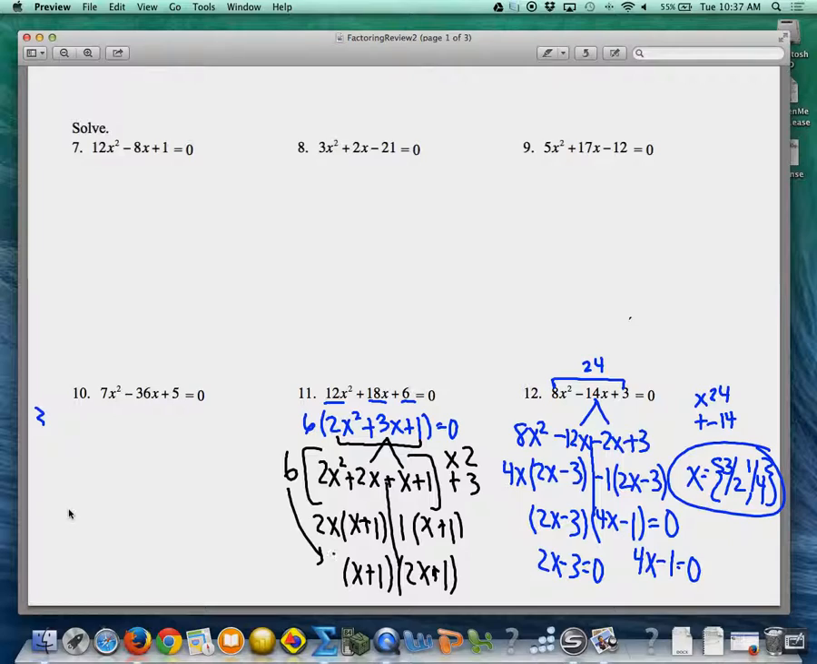Make sure you write that 6 out in front since it's the GCF. And then you set it equal to 0. Now, in this case, you have 3 things to set equal to 0. You have the first term, so you have 6 equals 0, which doesn't make any sense. You have x plus 1 equals 0, and then you have 2x plus 1 equals 0. x plus 1 equals 0 gives us negative 1. 2x plus 1 gives us negative 1 half.